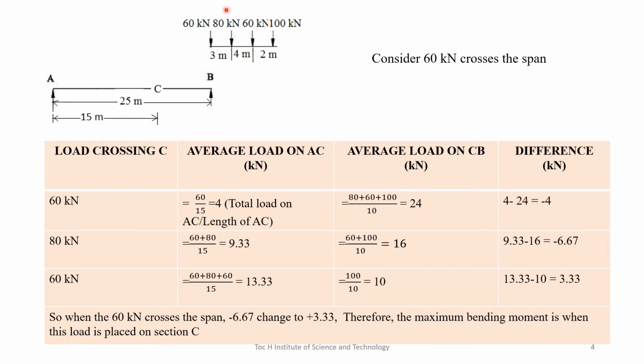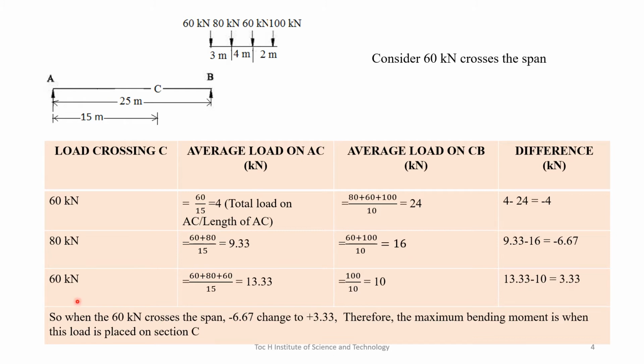Now consider this 80 kilonewton is crossing the section C, and the average load on AC is 9.33 kilonewton, and the average load on CB is 16 kilonewton. Now the difference is minus 6.67. Again it is negative. Now consider the next load, that is 60 kilonewton crossing the section C, and the average load on AC we got as 13.33, and the average load on CB is 10. So the difference is 13.33 minus 10, that is 3.33.